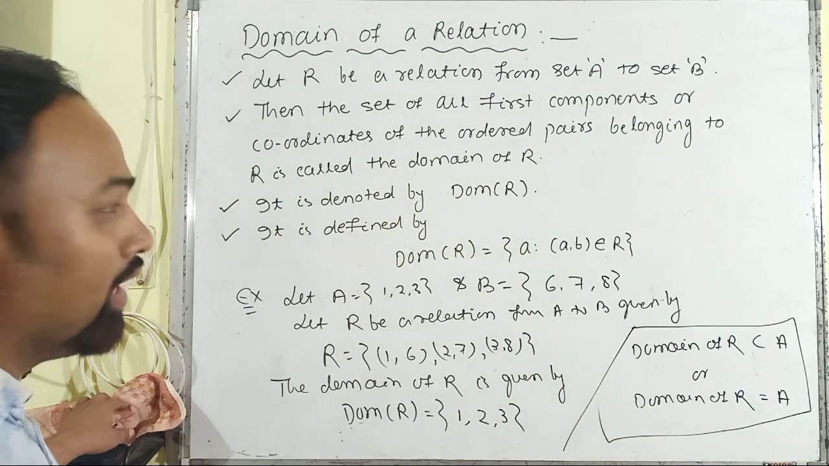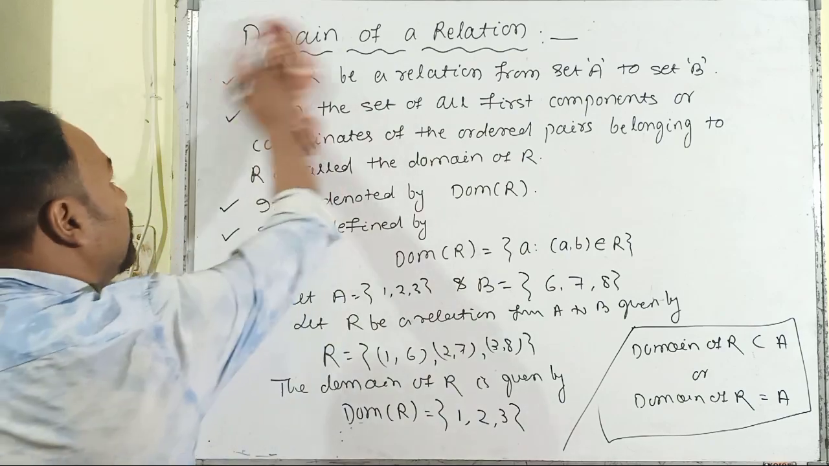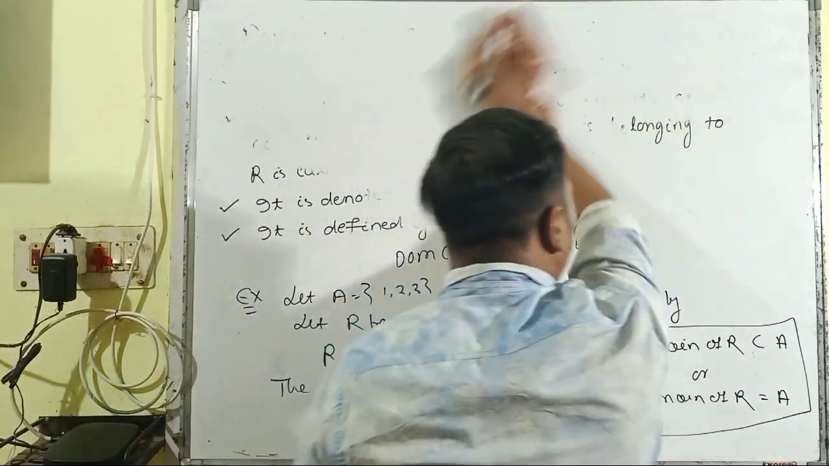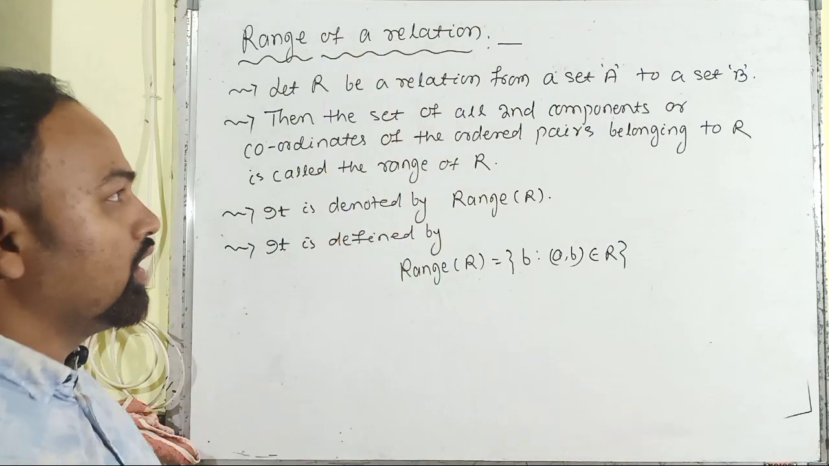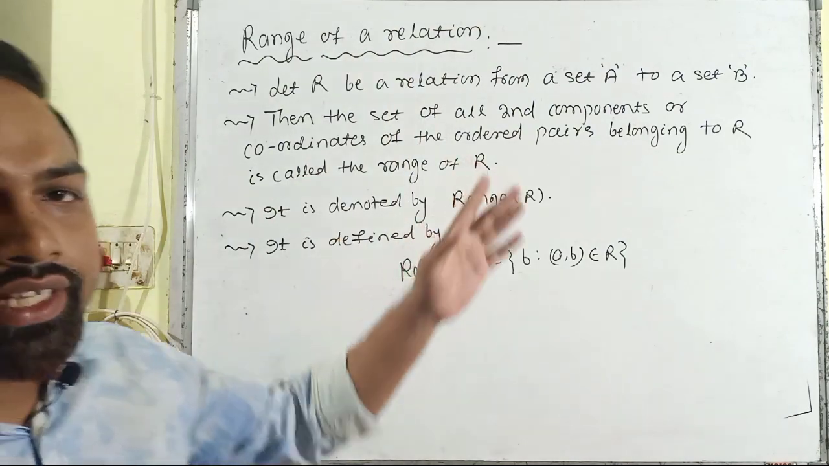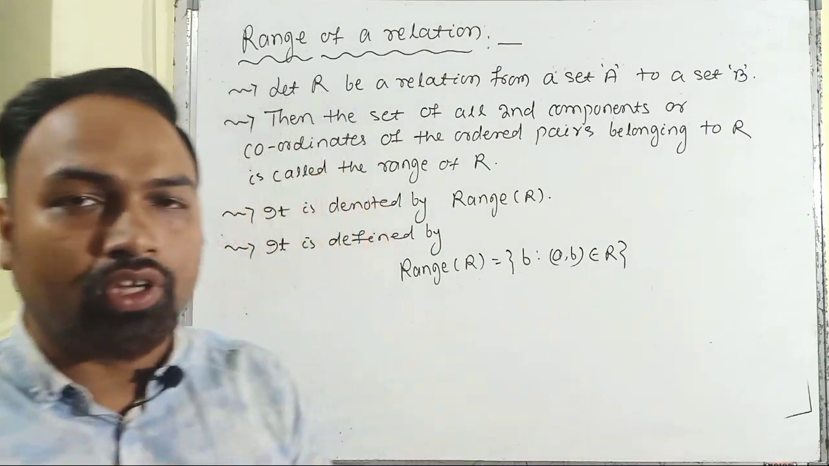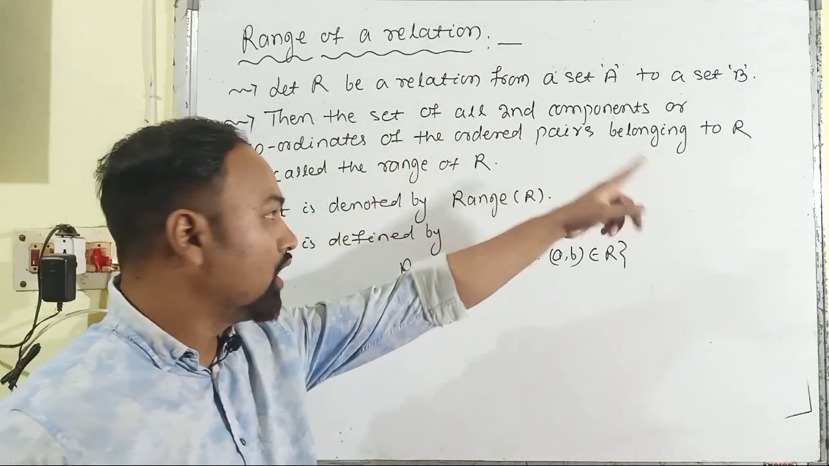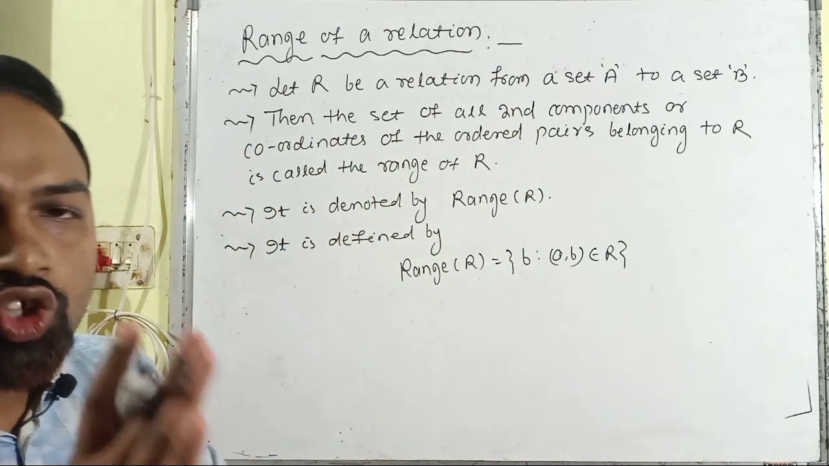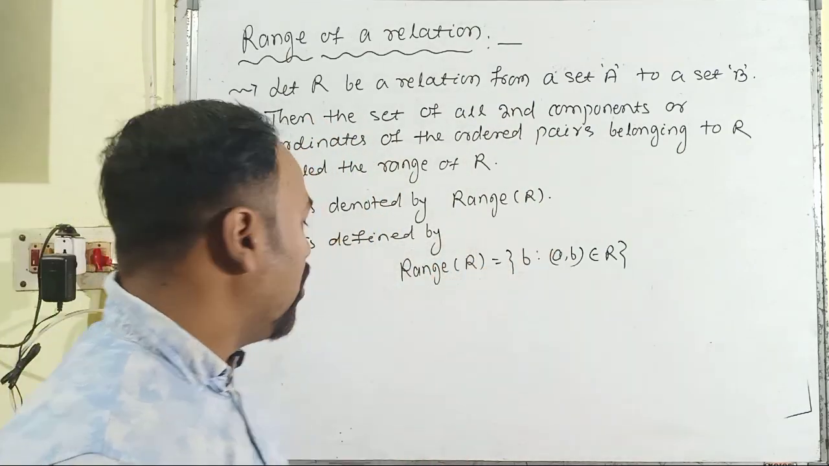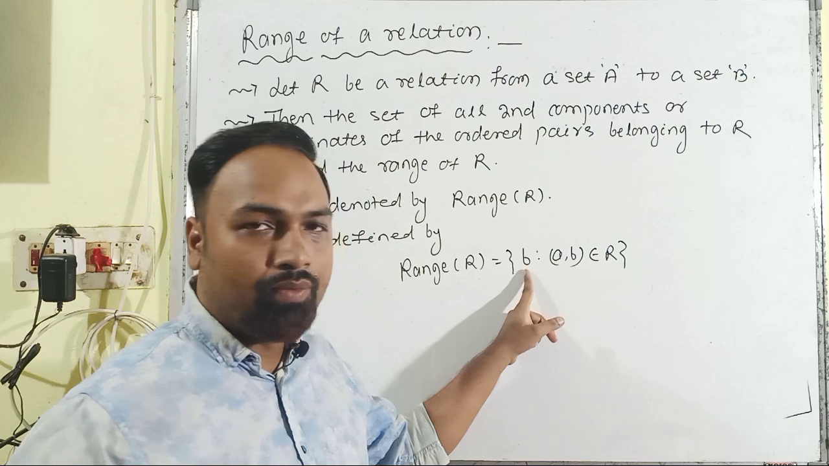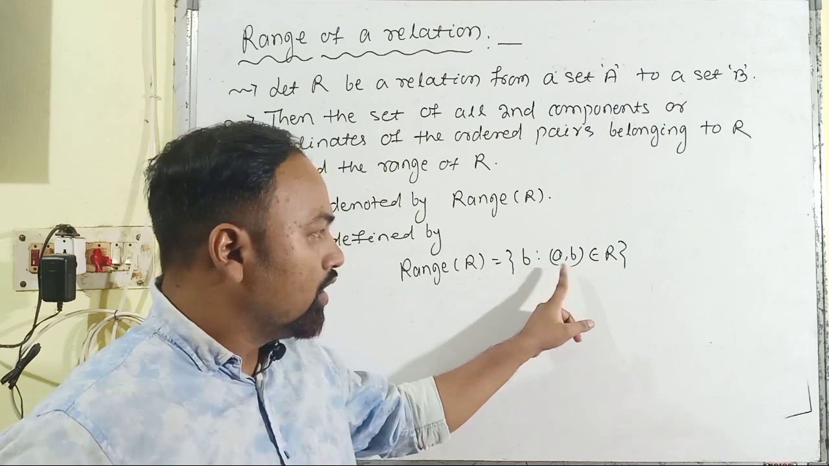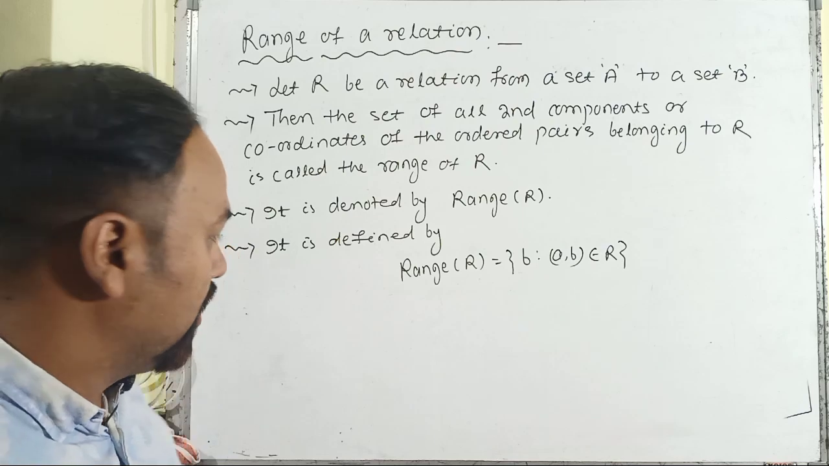Then moving towards the range of a relation. Now discussing the range of a relation. Again, let R be a relation from a set A to a set B. Then the set of all second components or second coordinates of the given ordered pairs belonging to the relation R is called the range of R. It is shortly denoted by range of R, or it is defined in set form like this: range of R is equal to the collection of all second elements, that means the element b, where the ordered pair (a, b) must belong to the relation R. Let us take an example.